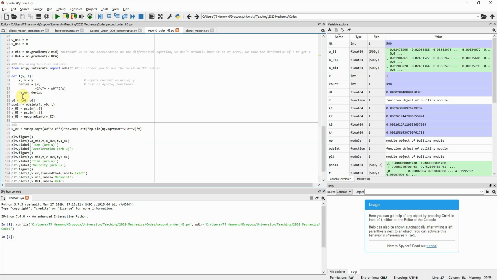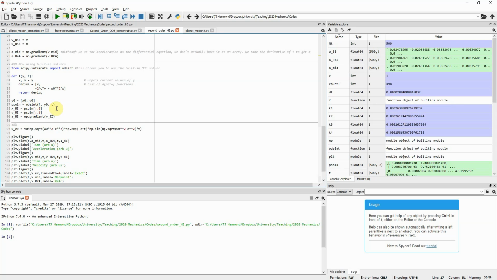Just as we did before, y naught is an array of x naught and v naught, which we've already defined previously, and then we solve for this just by calling this solver that integrates this function using these initial conditions y naught, and we integrate over t.